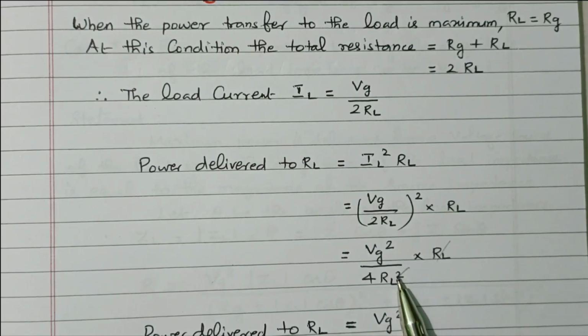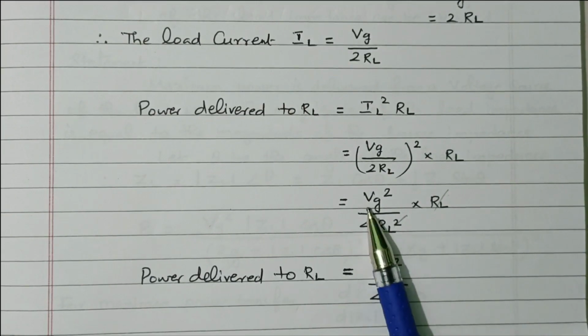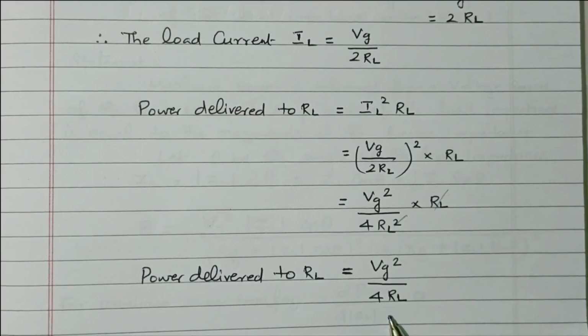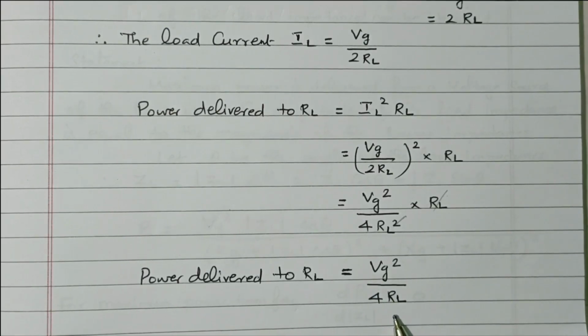One RL got cancelled. Here RL is available, here RL square is available, so one term got cancelled. So finally we have Vg square divided by 4RL. Power delivered to the RL is Vg square divided by 4RL. After implementing the condition and simplification, we got this equation for power delivered to the load. So in the maximum power transfer theorem, when the condition is given, we can use this formula for maximum power delivered to the load: Vg square divided by 4RL.